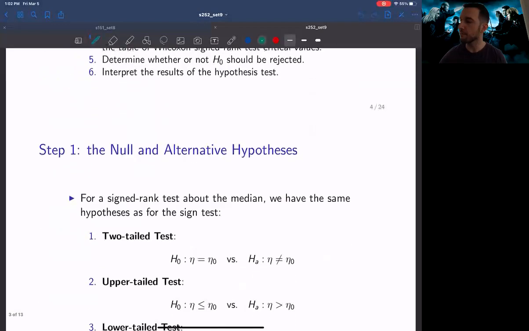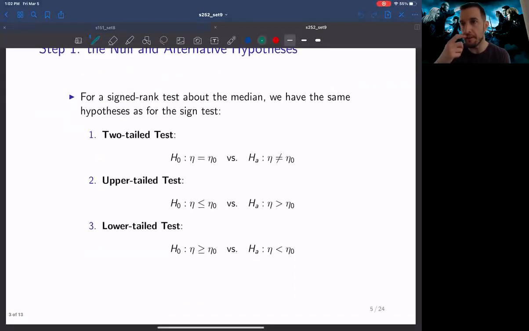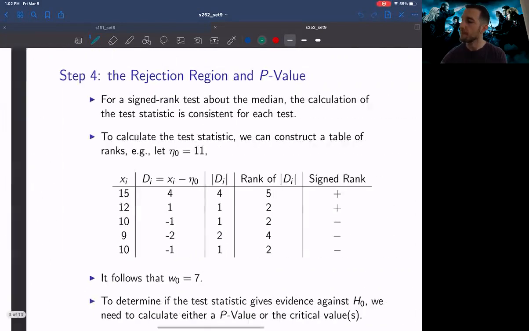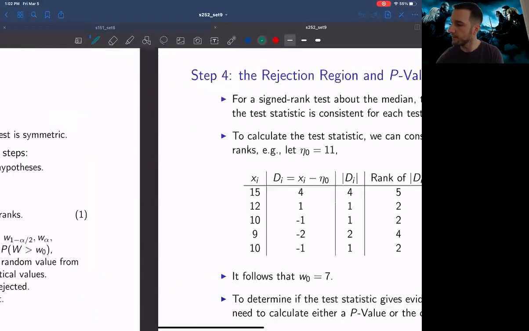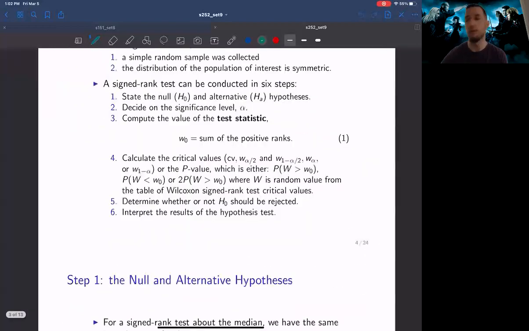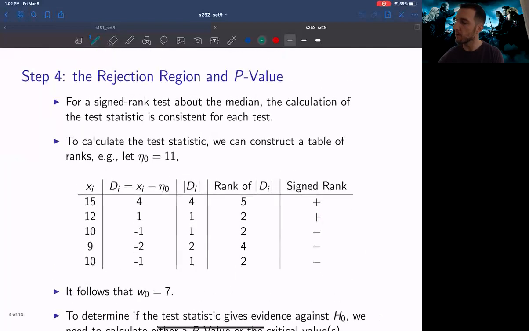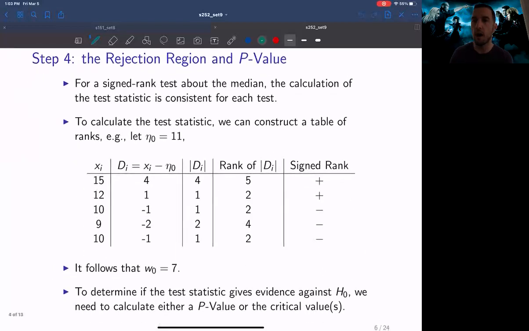Okay, so first thing, again, our 3 hypothesis tests for the signed rank test are the same as they were for the sign test. So we have 3 tests about a population median. On step 3, we have to compute the sum of the positive ranks. And then on step 4, we use that value to determine if we have evidence for or against the null hypothesis.